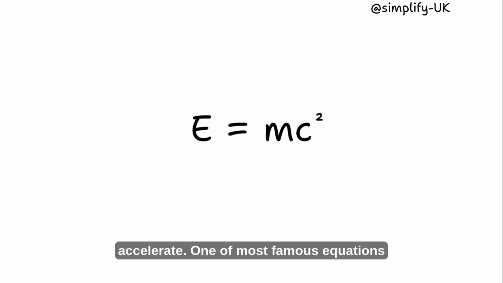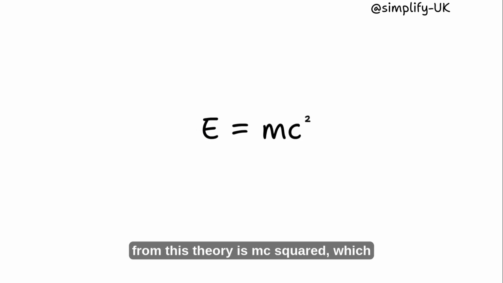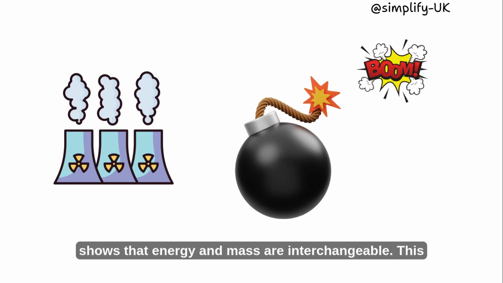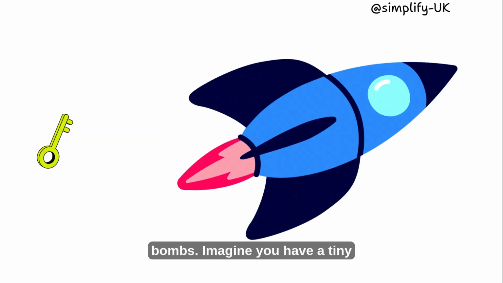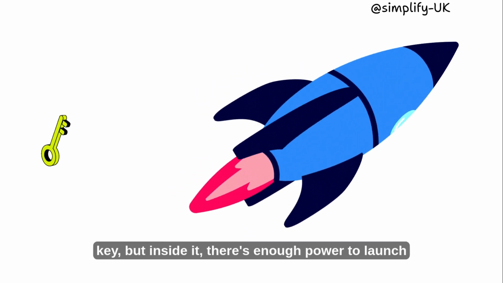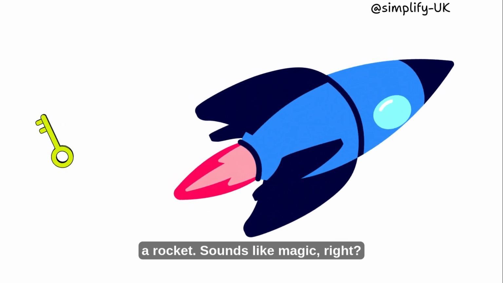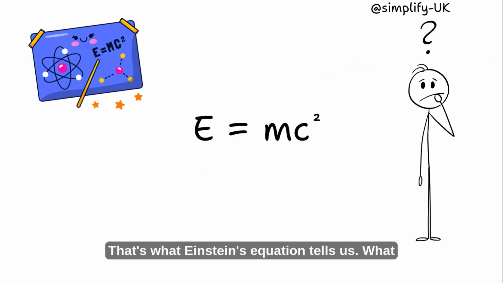One of the most famous equations from this theory is E equals mc squared, which shows that energy and mass are interchangeable. This equation is the foundation of nuclear energy and atomic bombs. Imagine you have a tiny key, but inside it, there's enough power to launch a rocket. Sounds like magic, right? That's what Einstein's equation tells us.